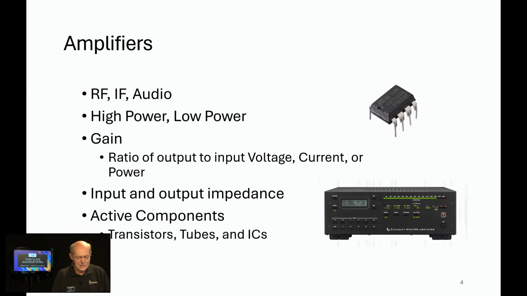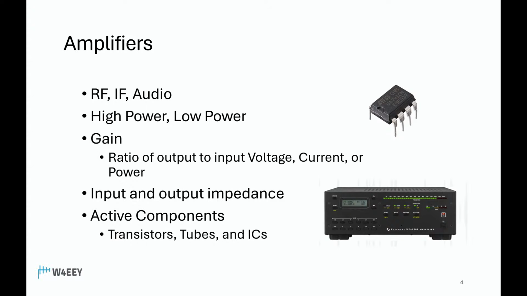So amplifiers, lots and lots of amplifiers are used in ham radio. Here's just a few of them. We've got RF amplifiers, intermediate frequency amplifiers, audio. Got high power and low power. Here's a KPA1500, Elecraft's 1500 watt amplifier. And here's a 741 operational amplifier. So there's a couple of pictures there.